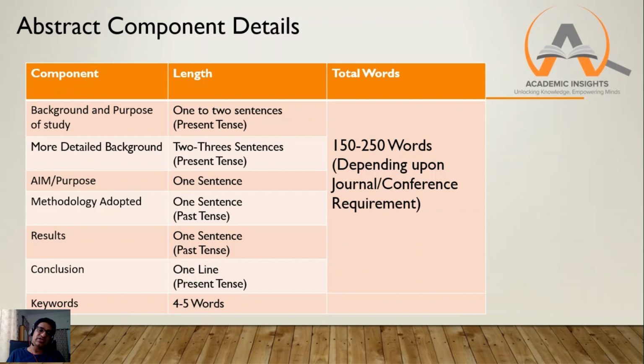Results also go in the past tense and in one sentence, and the conclusion also in one line, and it's always written in the present tense. And four to five keywords are to be written at the end of the abstract.